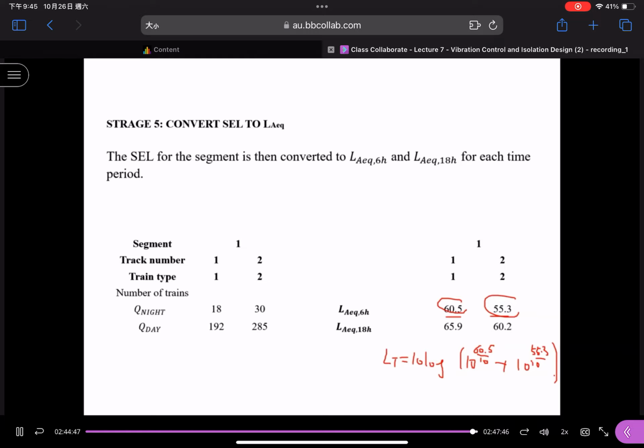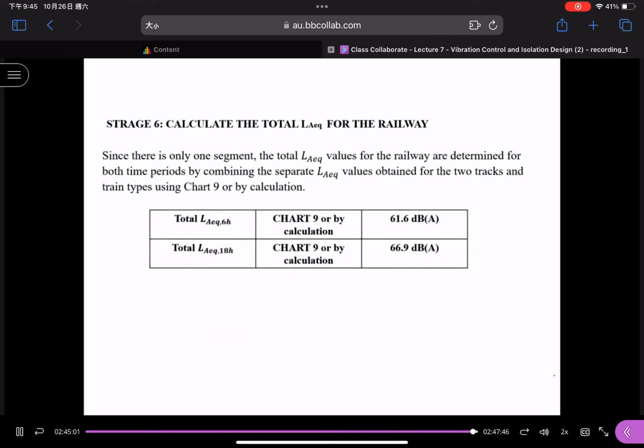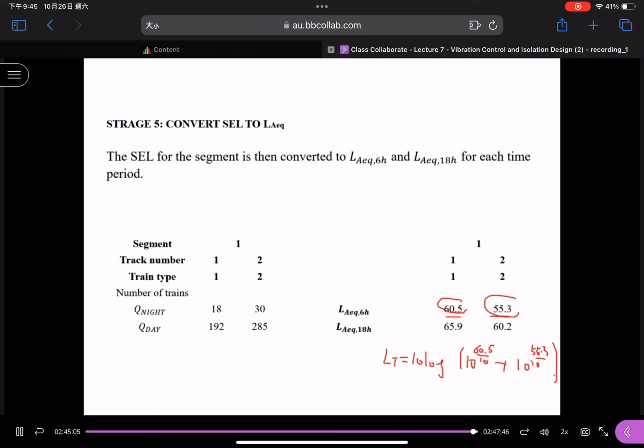Okay, this is the total value. You can check it by yourself. By using this equation, you can get this value. This is at night. During the daytime, you can make use of these two values, and then use the same equation. You can find out the result.